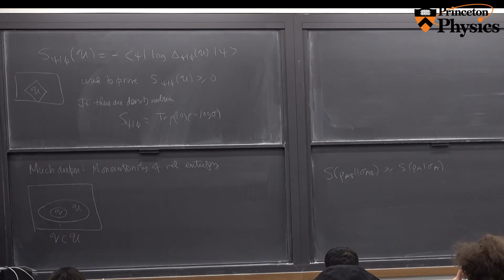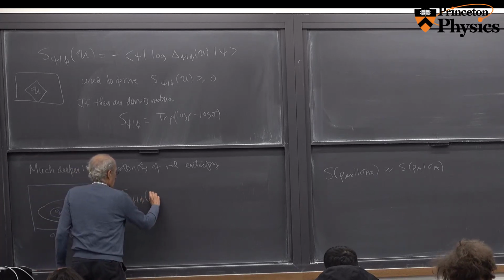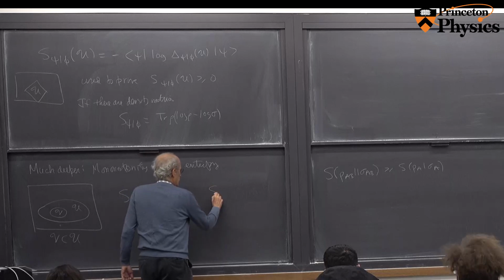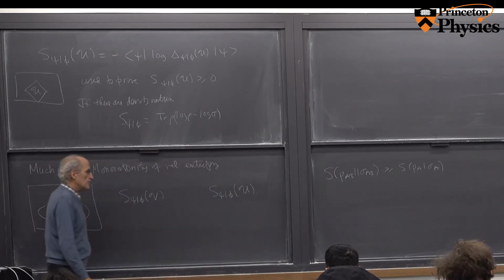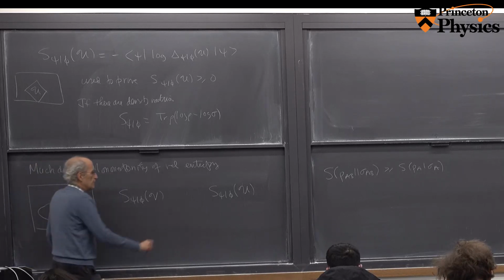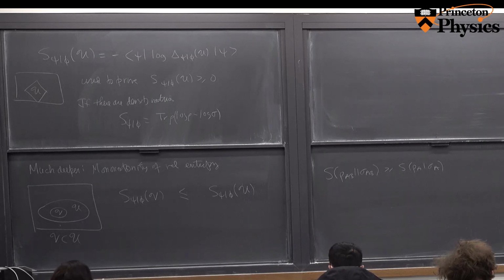And now we could define the relative entropy in region V or the relative entropy in region U. And the claim of monotonicity of relative entropy is that the relative entropy is bigger in the bigger region, or generically bigger, but strictly not smaller. So our first goal today is going to be to prove that.